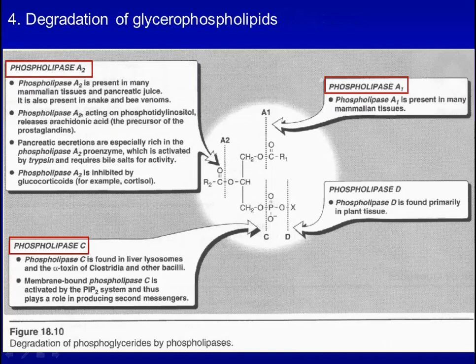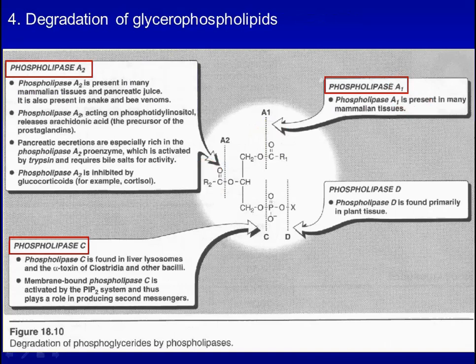Here are enzymes that cleave glycerophospholipids. Phospholipase A1 cleaves glycerophospholipids and releases fatty acids from the C1 position. Phospholipase A2 releases fatty acids from the C2 position.